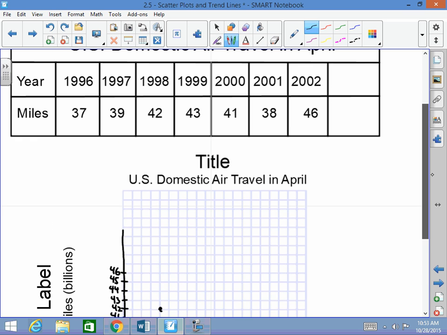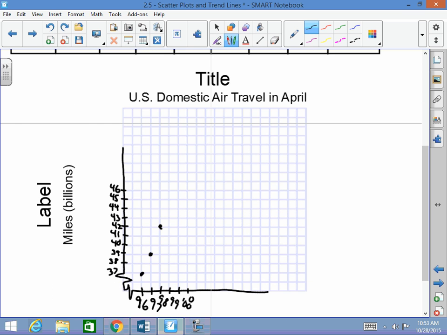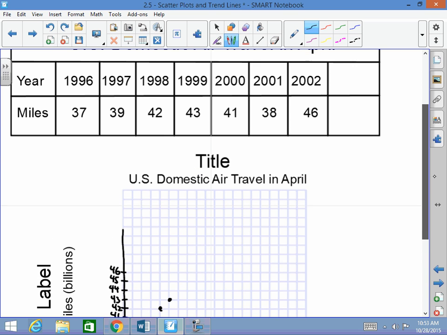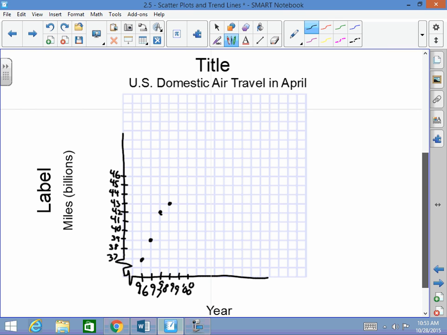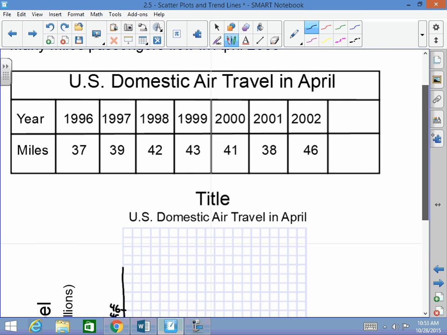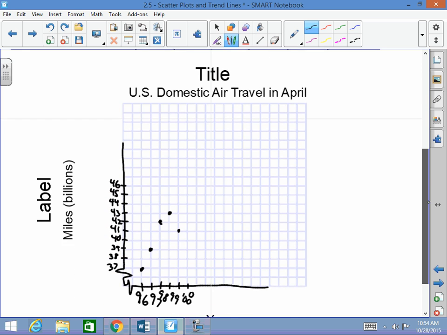I've got 99, 43. No, that's 44. 99, 43. I've got 2041. So the year 2000, I've got 41, which is here. And I've got 2001, 38.